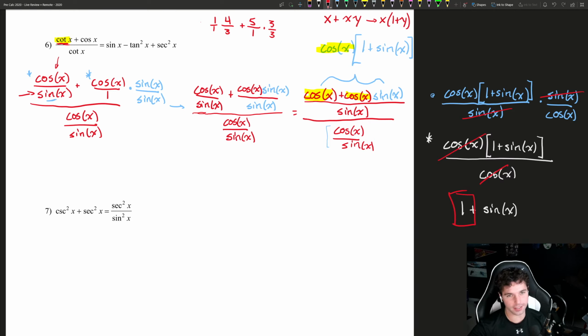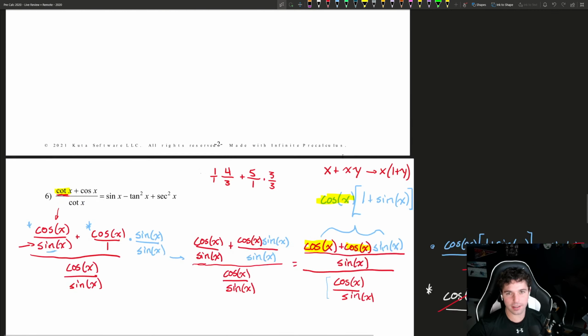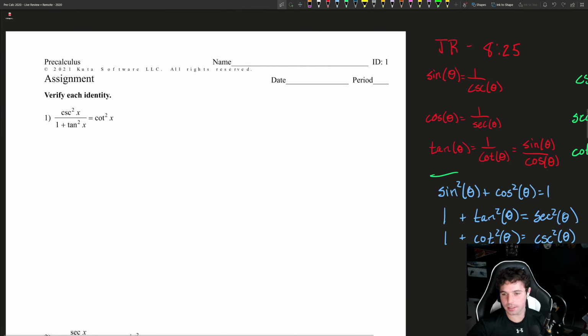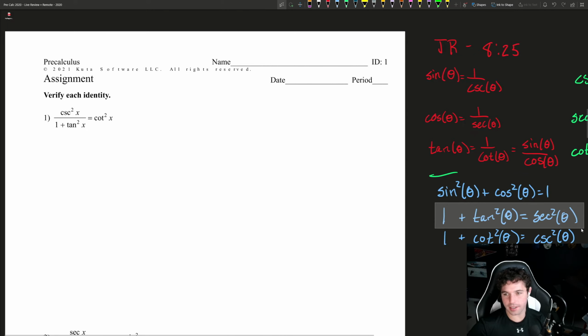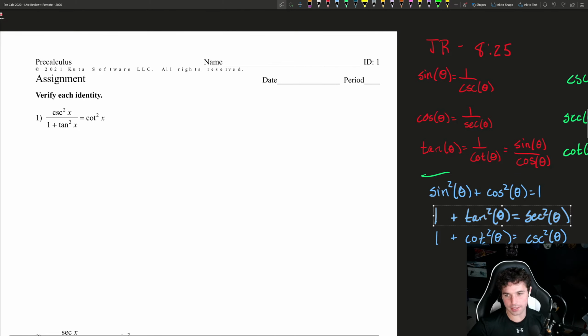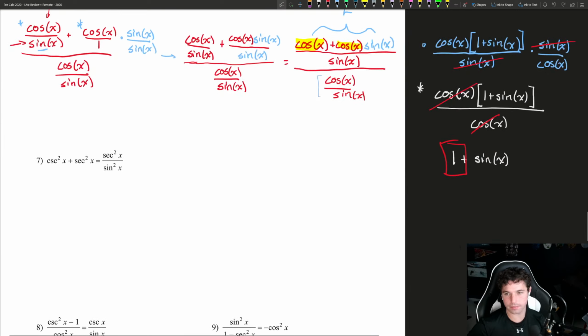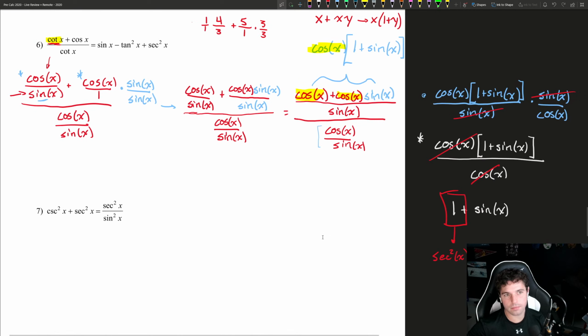This 1 can be written a lot of different ways. One way has to do with this guy. So if we subtract over that tangent squared, we get 1 is equal to secant squared minus tangent squared. So we can rewrite that as secant squared of x minus tangent squared of x plus sine. And that's our answer.